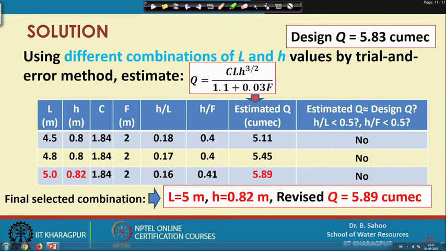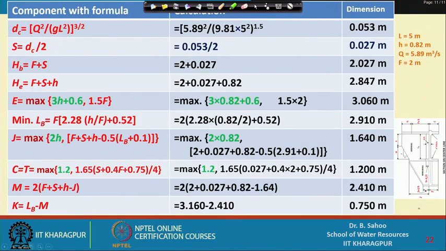and my design discharge Q equal to 5.89 cumec. Now, I can fill up the summary table by using the values of L, H, Q and F as given here. So, these values are already known. By knowing these values, I can estimate my critical depth, that equal to q square divided by g L square whole to the power 3 by 2. So, I am getting 0.053 meter.